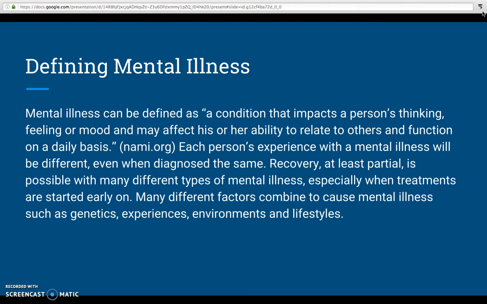Each person's experience with a mental illness can be different despite being diagnosed with the same actual disorder. Recovery for most of these illnesses can be partial to mostly cured based on how early treatments are started. Many different factors combine to cause these illnesses, such as genetics, experiences, environments, and lifestyles.